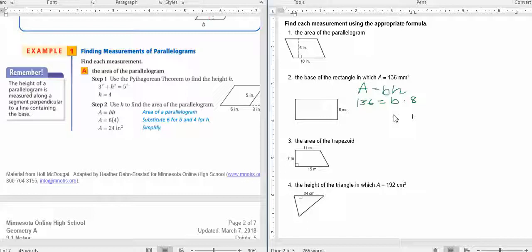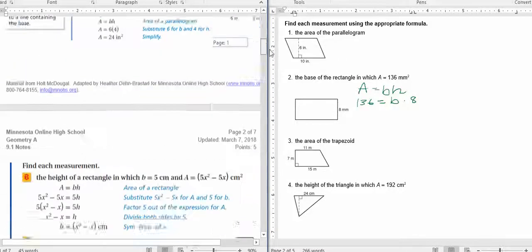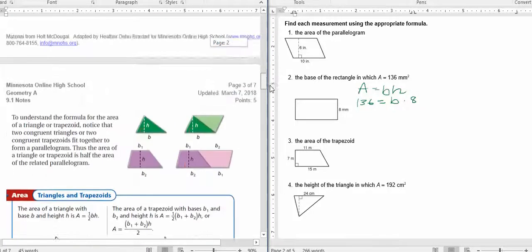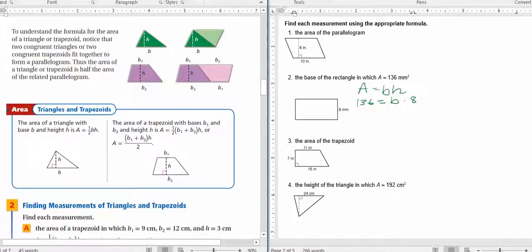Okay, in number 3, the area of a trapezoid. So you can look in your notes to find the formula for area of a trapezoid. And in the notes, it shows you how they got this formula. So that's quite interesting. And then here's the area of a trapezoid. It's related to the area of a triangle, but you have to add the two bases together, which are the two parallel sides, multiply by the height, divide all of that by 2. That's equal to the area.